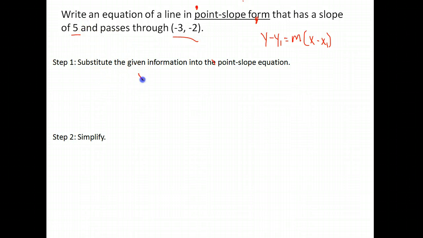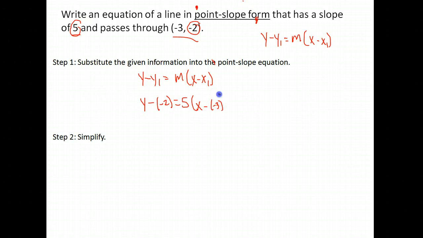So again, our first step is to substitute into our general form the information we've been given. X and y stay the same, but the x1 and y1 get replaced by the x and y from our point. So we have y minus the y from our point was -2 equals m, our slope. What was our slope? They said the slope was 5. Times x minus the x from our point. What was the x from our point?